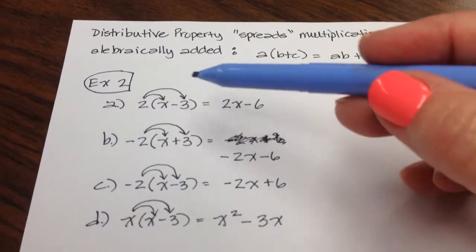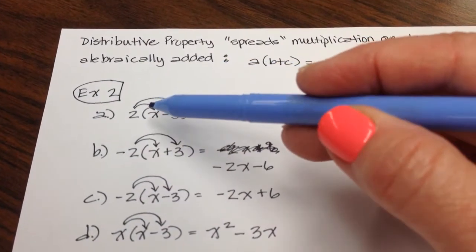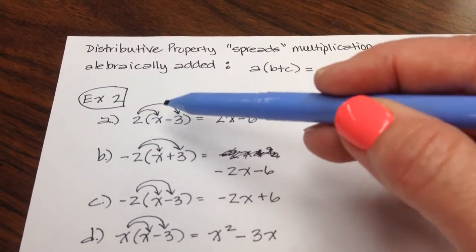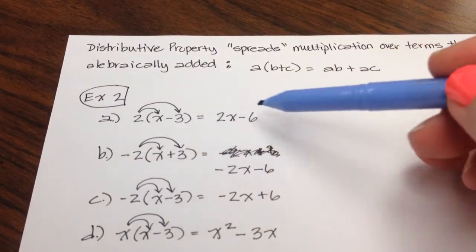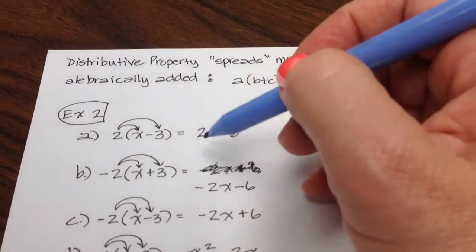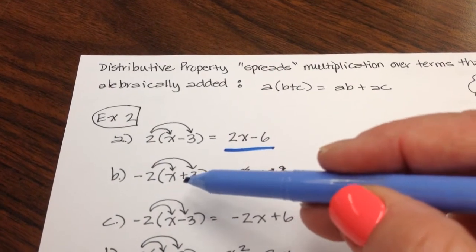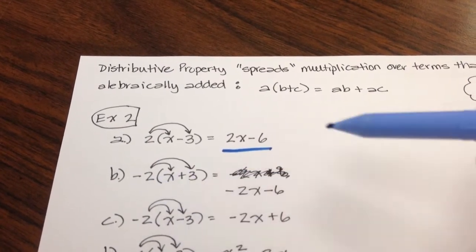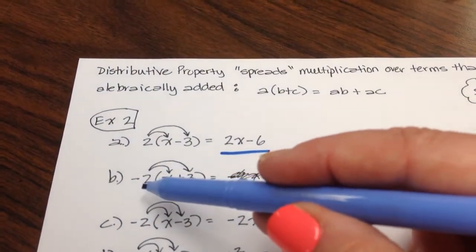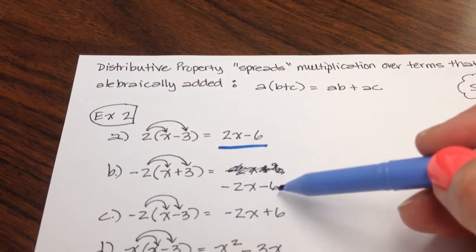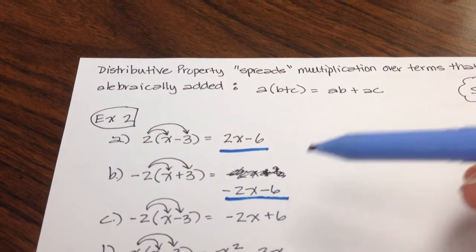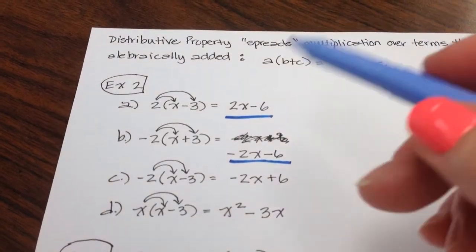Okay, this is example number 2, and it gives you a bunch of them. 2 times (x minus 3). Well, we're going to think 2 times x minus, what's 2 times 3? 6. So all you have to do is write this. Ta-da. Then we have negative 2 times (x plus 3). So negative 2 times x would give you negative 2x. Negative 2 times 3 would be negative 6. So you're going to get, ta-da, negative 2x minus 6.